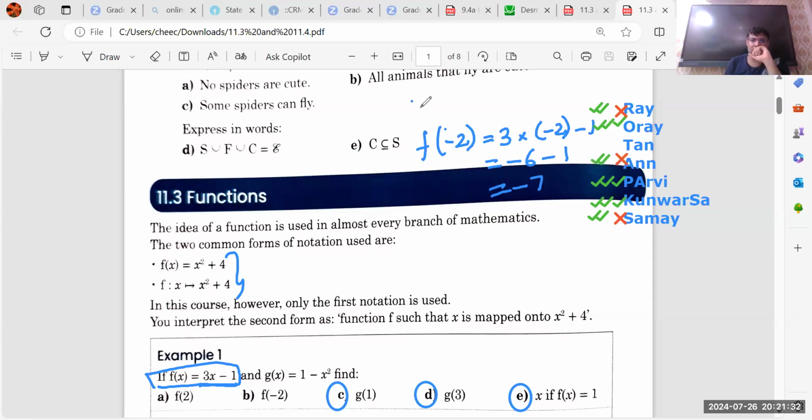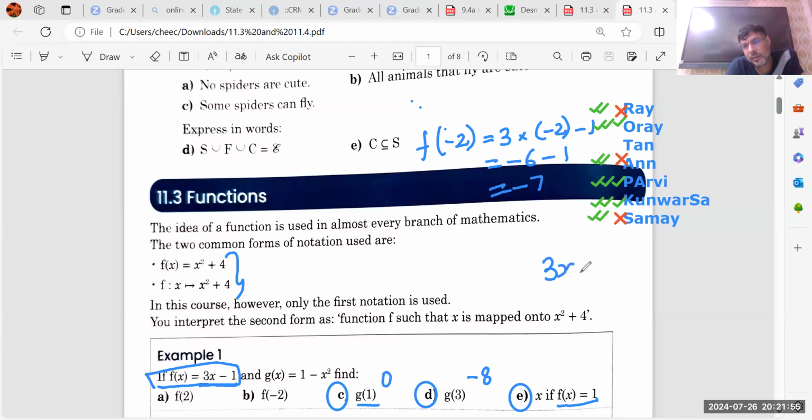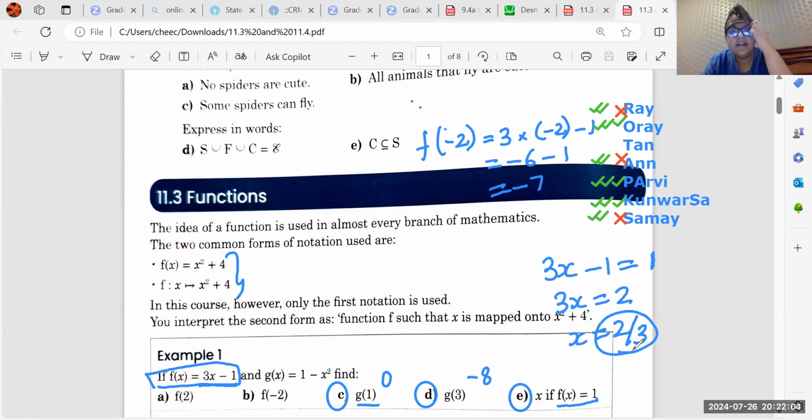Danish, you can speak your answer. Sir, g of 1 is equal to 0. Beta, don't say g bracket 1, say g of 1. G of 1 is equal to 0. G of 3 is equal to minus 8. And f of x is equal to 2 upon 3. So 3x minus 1 is equal to 1. So 3x equal to 2. So x equal to 2 by 3. Anne and Ray, is it clear? Yes.